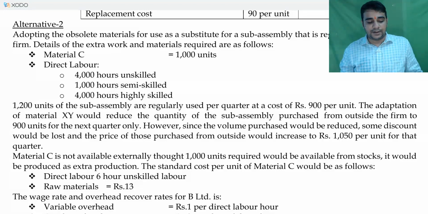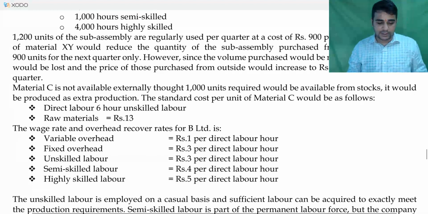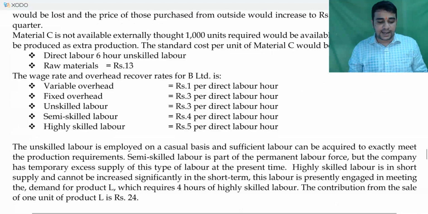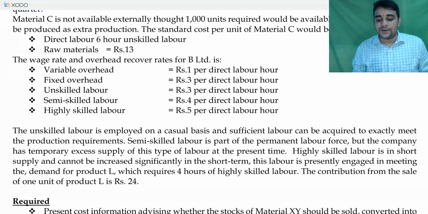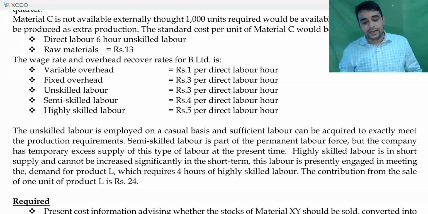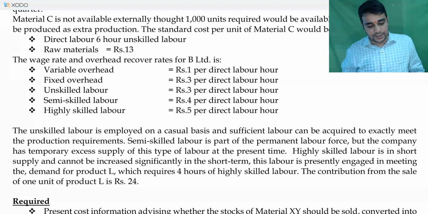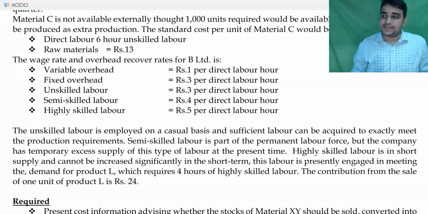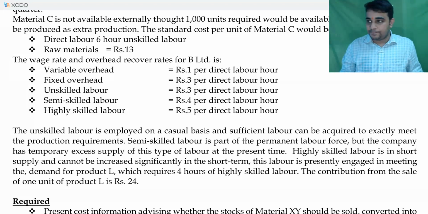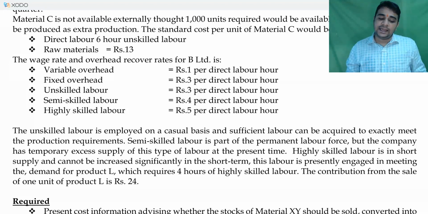Standard cost of material C is direct labor, raw material cost. Wage rates and overhead rates are as under. Unskilled labor is employed on a casual basis. Sufficient labor can be obtained to exactly meet the production requirement. Semi-skilled labor is part of the permanent labor force, but the company has temporary excess supply. Highly skilled labor is in short supply, cannot be increased significantly, presently engaged in meeting the demand of product L.